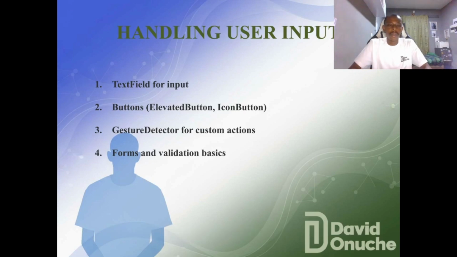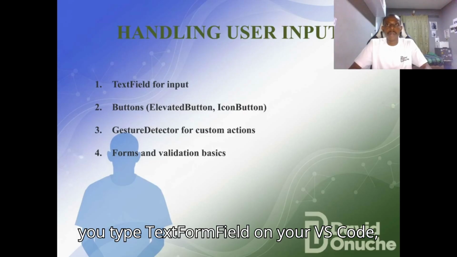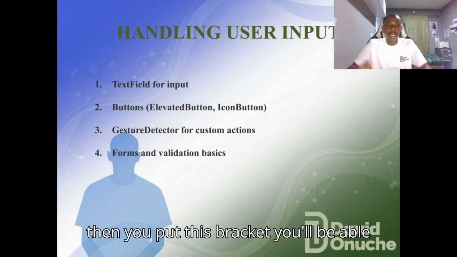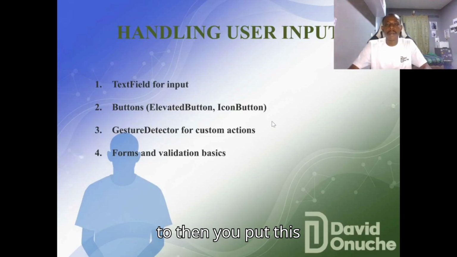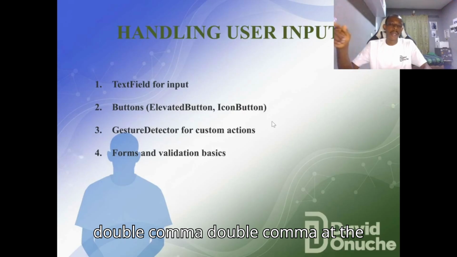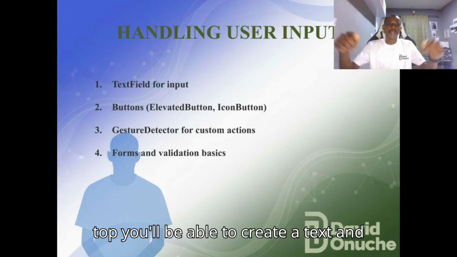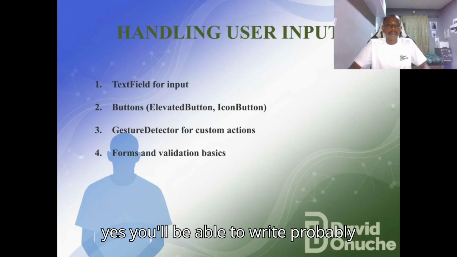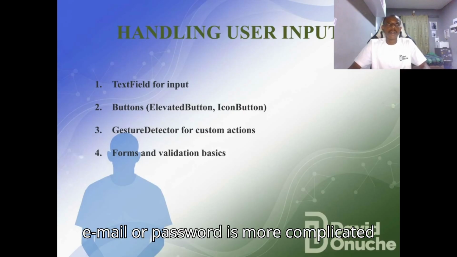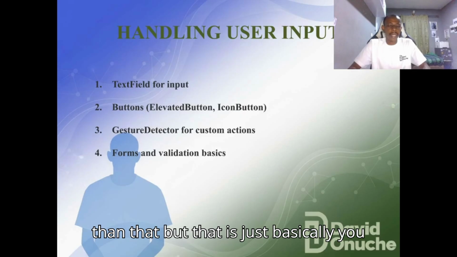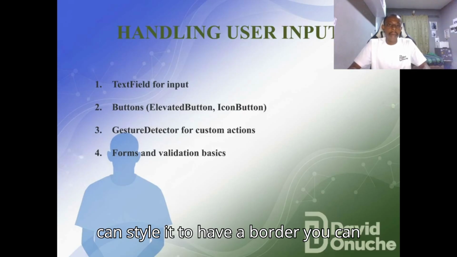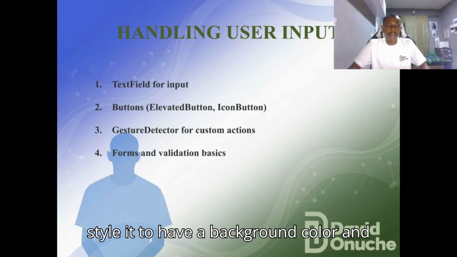Once you type text form field in your VS Code, then you put this bracket, then you put this double comma at the top. You'll be able to create a text, and yes, you'll be able to write probably email or password. It's more complicated than that, right? But that's just the basic of it. You can style it to have a border, you can style it to have a background color and the rest of that.